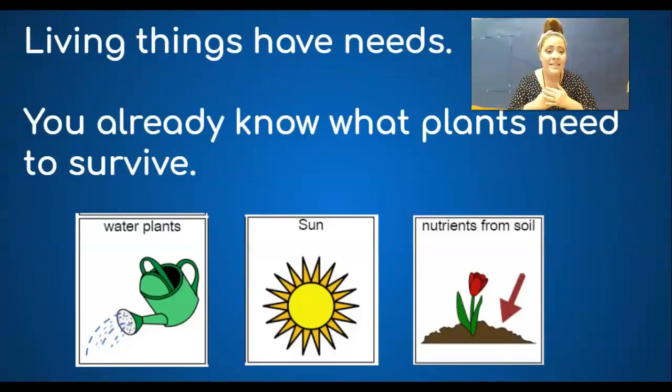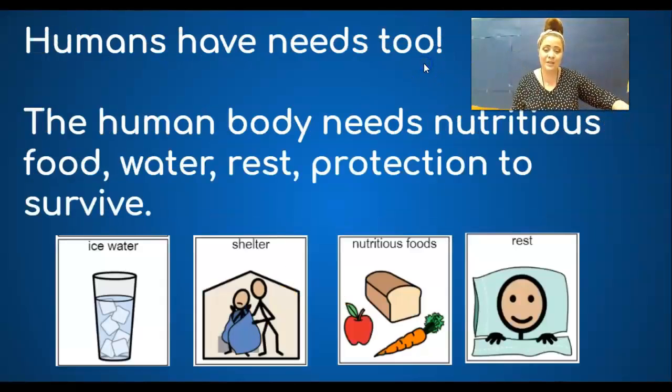Living things have needs. You already know what a plant needs to survive. Water, sun, and nutrients. Humans have needs too. You're a human. I'm a human. The human body needs nutritious food, water, rest, and protection to survive.